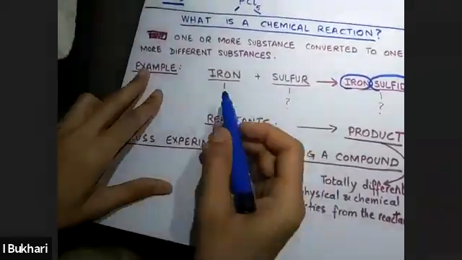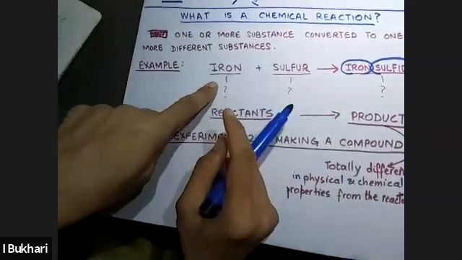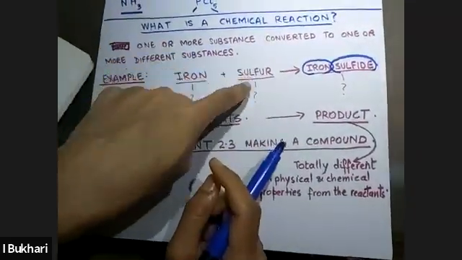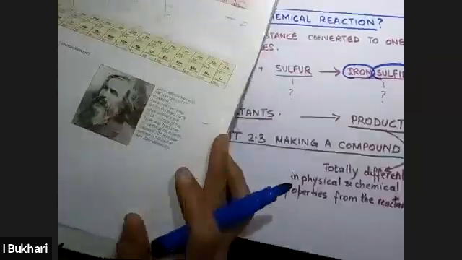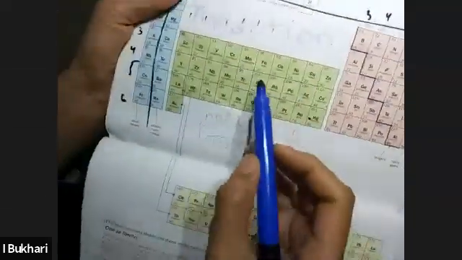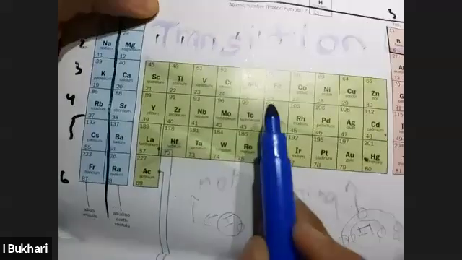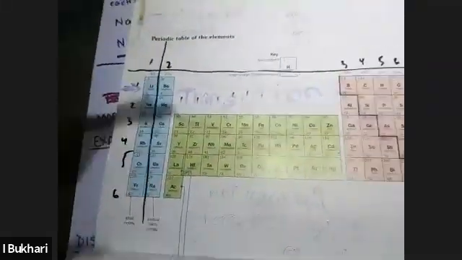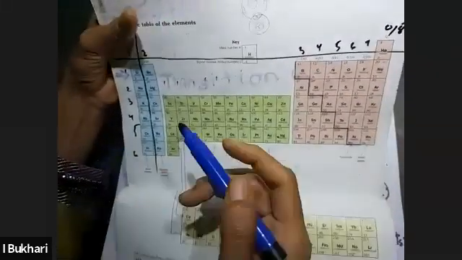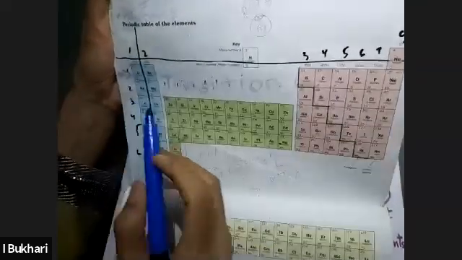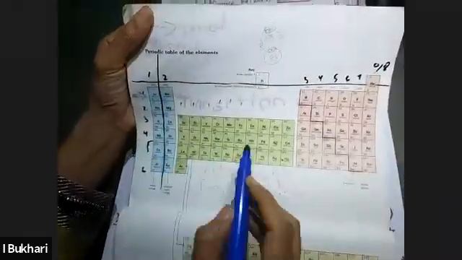Take the periodic table out. So iron is one type of atom. Sulfur is one type of atom. So they are elements, right? Iron is a transition metal. It's in the periodic table, it's a transition metal. Now show them this box. Also get yourself familiarized with this periodic table.